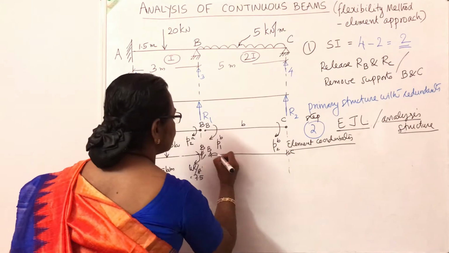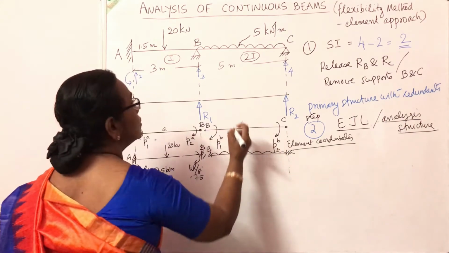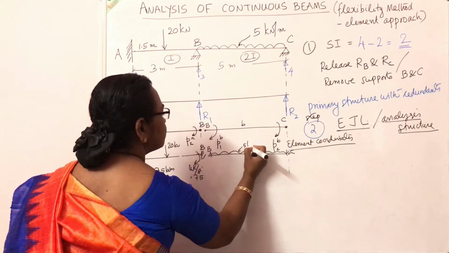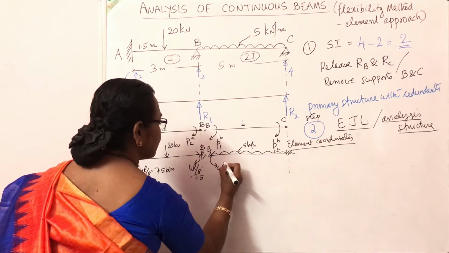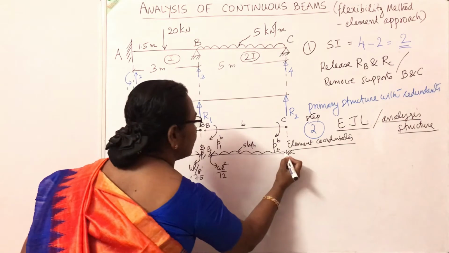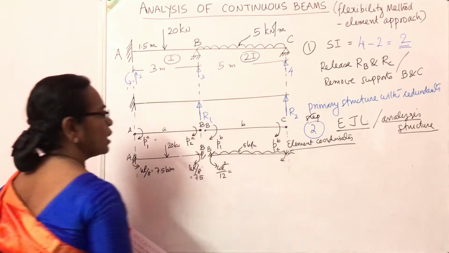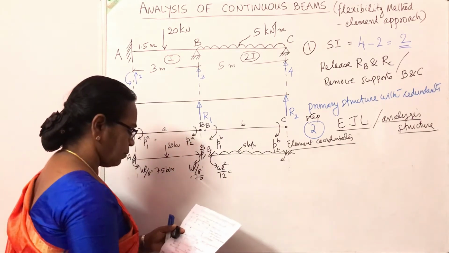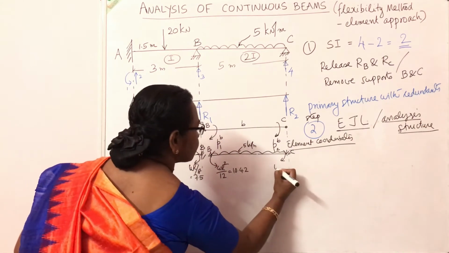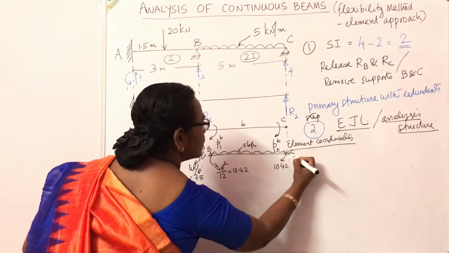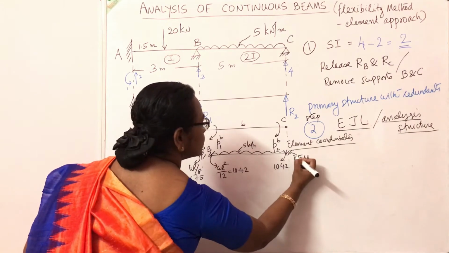It is subjected to uniformly distributed load 5 kilonewton per meter. So the equivalent joint load: the fixed end moment is WL square by 12 at both ends, and substituting the value W and L, this will work out to 10.42 kilonewton meter. So these are the fixed end moments.